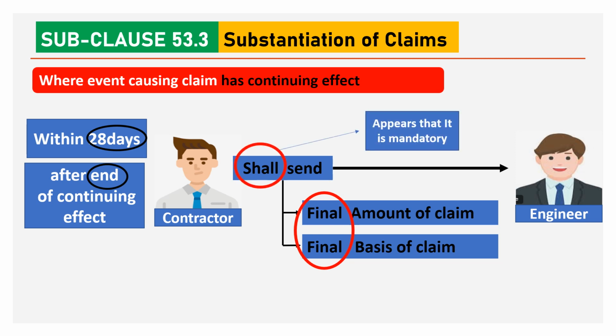So at the first stage, the contractor shall send to the engineer an interim amount of claim and basis of claim, and after the end of continuing effect, within 28 days the contractor shall send to the engineer the final amount of claim and basis of claim.